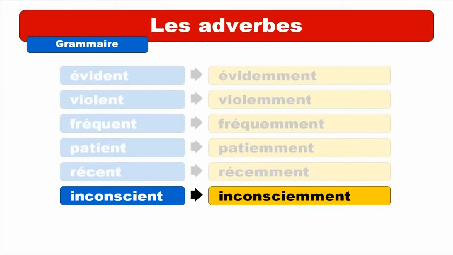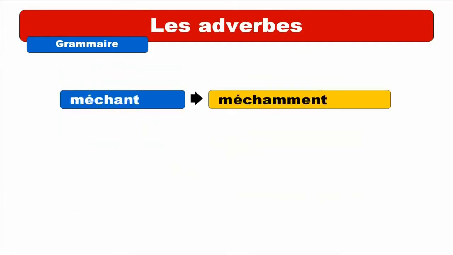Inconscient. Adverb inconsciemment. So now it was the second group of exceptions. So it was this ant exception, and then the example we've got here is méchant. And it does give us for the adverb méchamment.